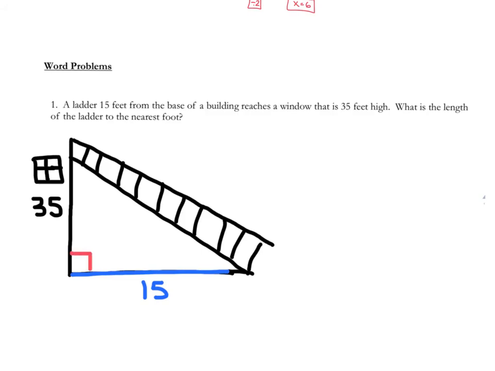We're going to go ahead and assume that the building's built to code and there's a right angle right there. So we have a right triangle with two sides. We're just missing the hypotenuse. Easy enough, you guys. Pythagorean theorem. 15 squared plus 35 squared equals x squared.